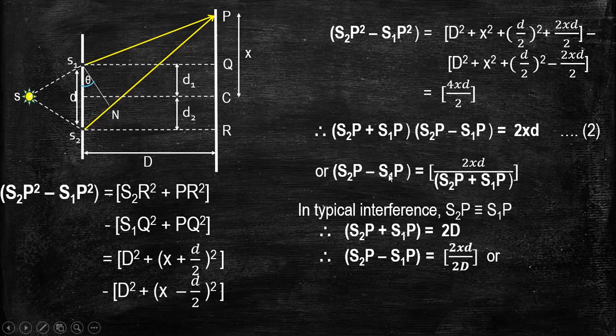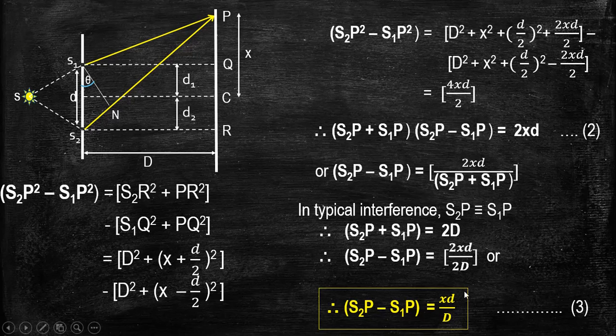Now this expression S2P minus S1P equals 2xd, small d, divided by 2D. This is a capital D. Now we can write the last step by simplifying it further by cancelling the two terms. Now we get S2P minus S1P equals XD divided by capital D. So this is equation number 3. This is nothing but the path difference in terms of X, d and capital D.